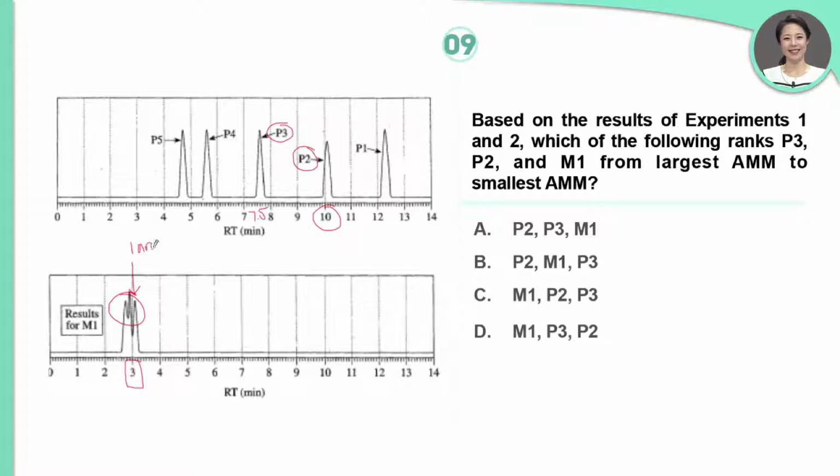M1 is the largest, because a large one cannot diffuse into the pores. It just comes down the column and exits the fastest. P2 is the smallest one because it took the longest time to exit the column. So from largest to smallest, M1 is the largest and P2 is the smallest. So the answer is D.